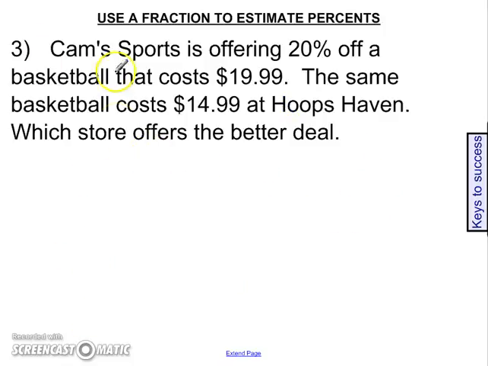So CamSports is offering 20%, so we're going to apply this to an actual thing. So CamSports is offering 20% off of a basketball that costs $19.99. I'm going to tell you right now I'm not using $19.99, I'm using $20. The same basketball costs $14.99 at Hoops Haven. Which store offers the better deal? So Hoops Haven, it's $14.99. Basically, it's $15. The question is CamSports with their 20% off going to be the better deal? Okay. Now, so we're basically working with a $20 basketball.